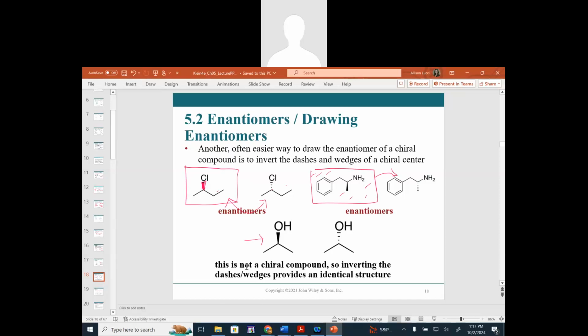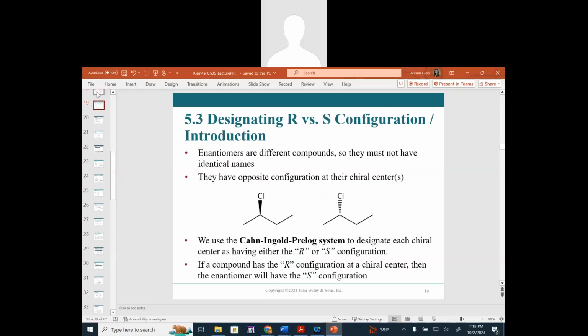All we have to do is, this one's actually not a chiral compound, right? Because if we were to count our groups, we have symmetry here. So this one is not chiral, and inverting our wedges and dashes would actually just generate the same structure here. So be careful, look for symmetry, make sure that you have 4 distinct groups before you attempt to draw an enantiomer. So we will continue and start designating priority using the Cahn-Ingold-Prelog system in our next video.